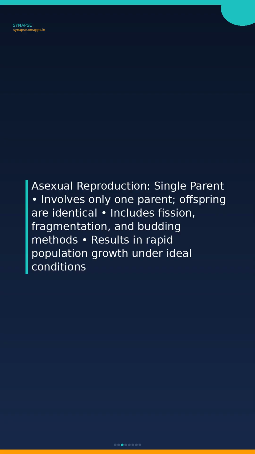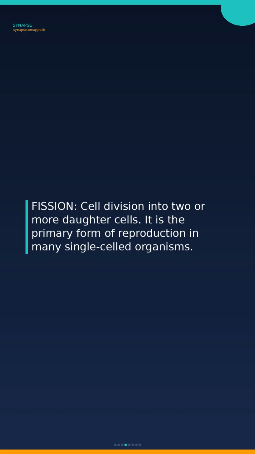Now, let's move on to sexual reproduction. Sexual reproduction involves two parents, and the offspring inherit genetic material from both. This leads to variation in offspring, which is essential for evolution. In flowering plants, sexual reproduction involves pollination and fertilization. And in humans, it involves the fusion of sperm and egg.